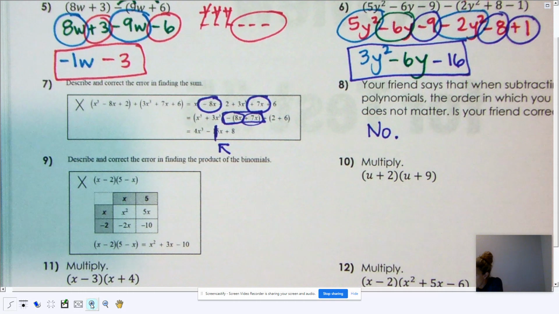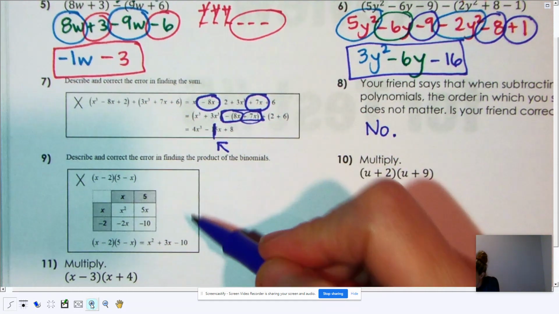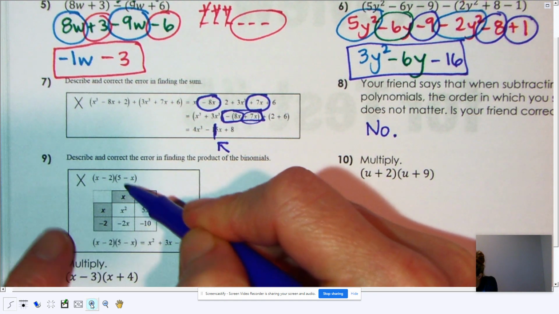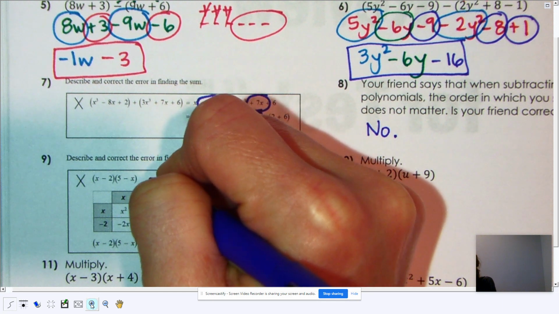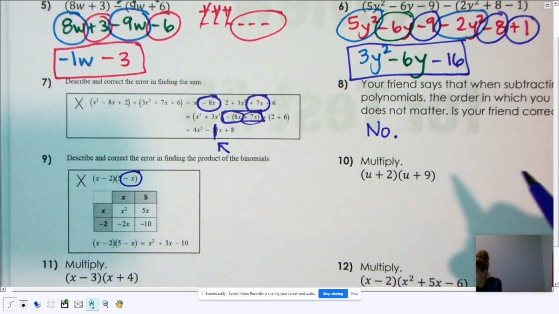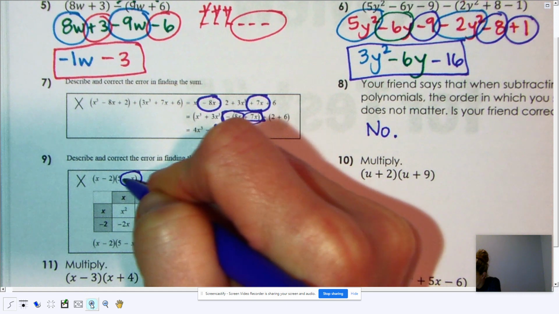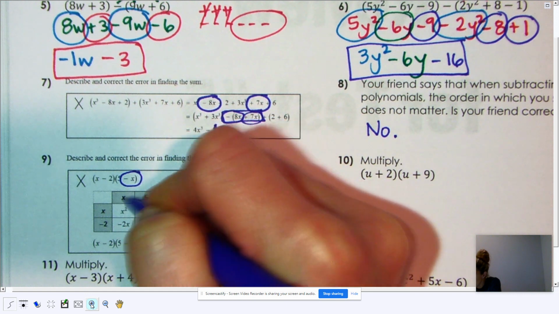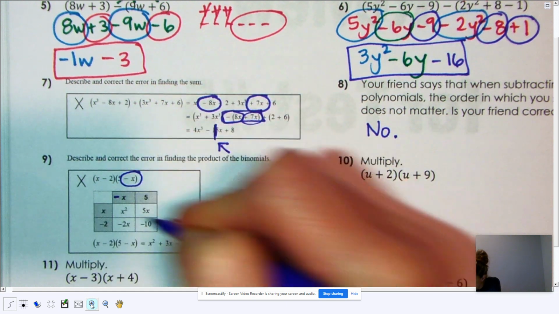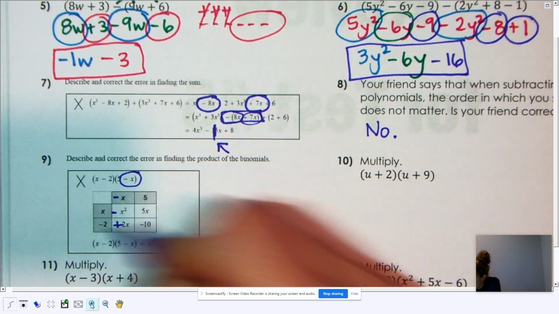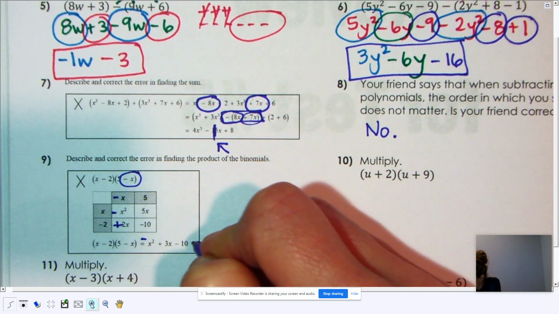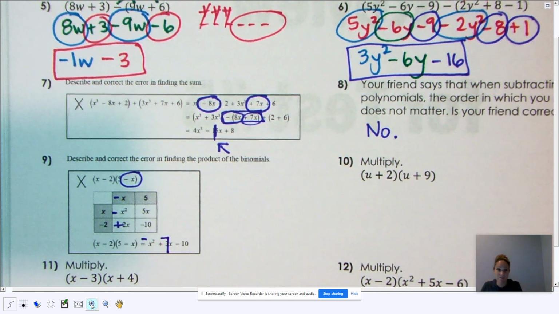Okay, so describe and correct the error in finding the product of the binomials. So over here we have x squared, negative 2x. Look what they missed. This should be a negative x, and they wrote it as 5 plus x. So it should have a negative x squared right there. So negative, and then this one would be positive. So you'd have a negative x squared, and then you would have 7x minus 10. So that's the mistake. X should have been negative.